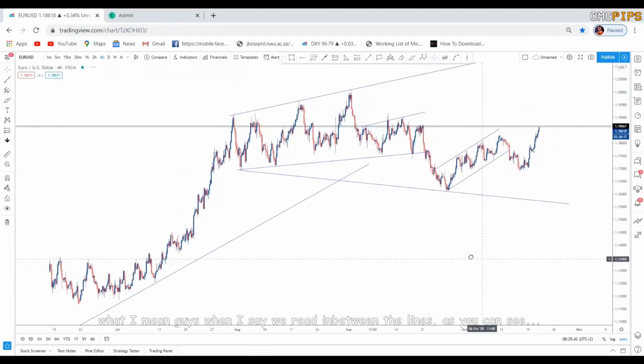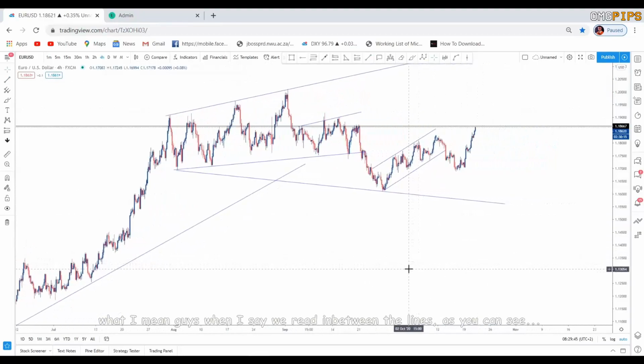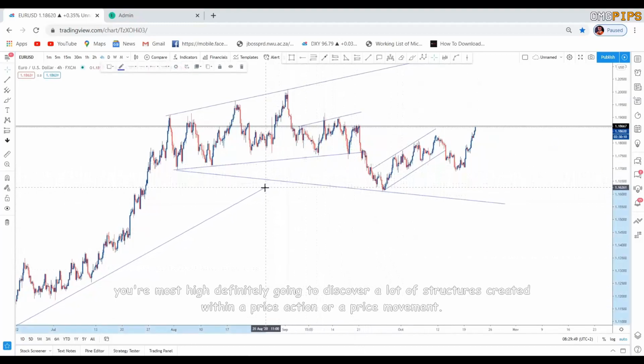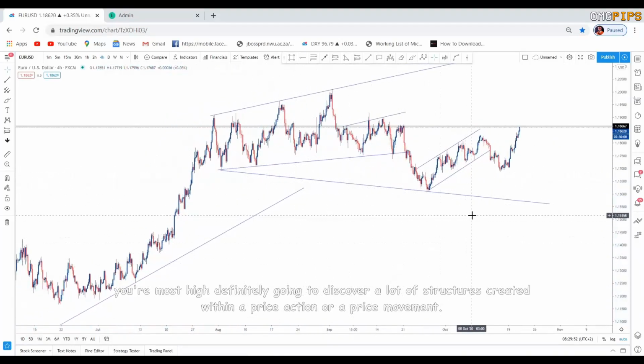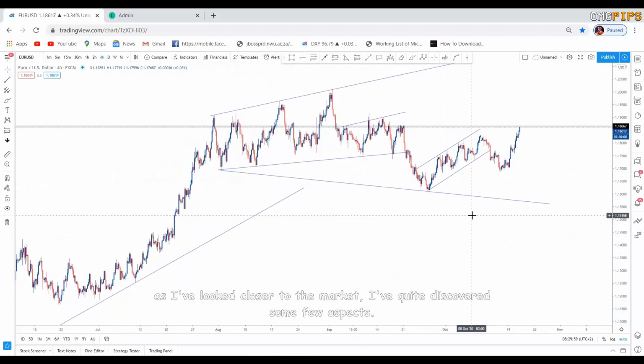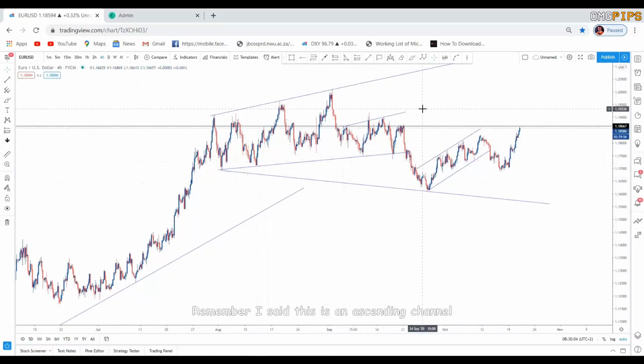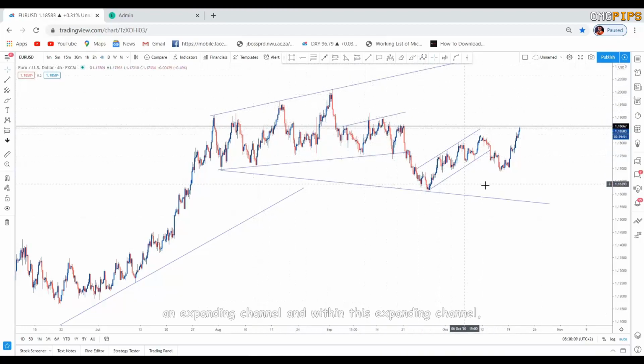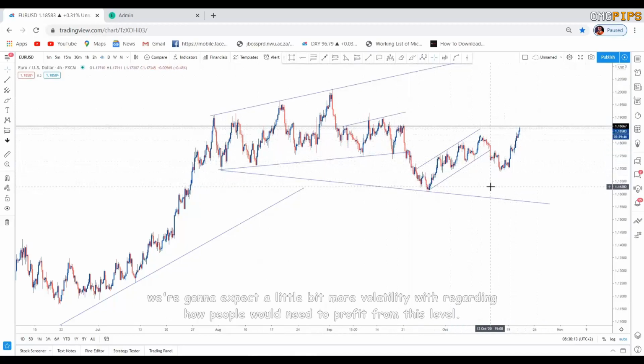So what I mean, guys, when I say we read in between the lines, as you can see, you are most definitely going to discover a lot of structures created within a price action or a price movement. So right now, as I've looked closer to the market, I discovered a few aspects. Remember, I said this is the ascending channel, but overall, you can see that prices are within an expanding channel, and within this expanding channel, we're going to expect a little bit more volatility regarding how people would need to profit from these levels.